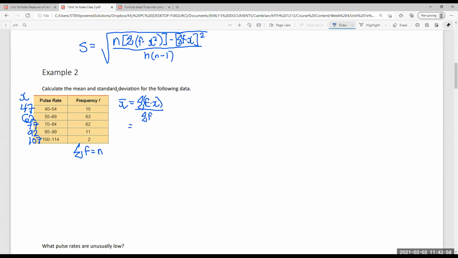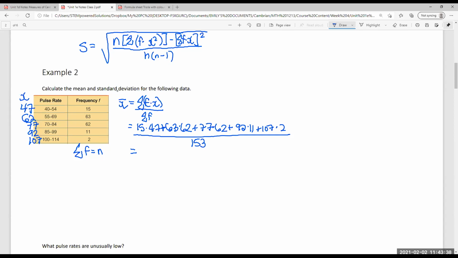So this equals 15 times 47 plus 63 times 62 plus 77 times 62 plus 92 times 11 plus 107 times 2. And then we divide by the sum of all frequencies. So the sum of the frequencies is 15 plus 63 plus 62 plus 11 plus 2 equals 153.